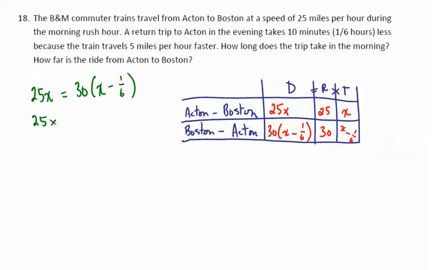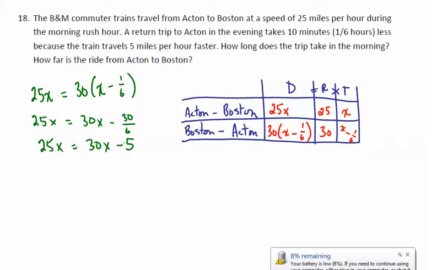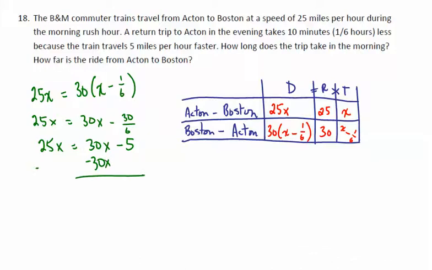We're going to distribute on the right. We get 30x, and 30 times 1/6 is just 30 over 6, which is 5. So 30x minus 5. All right, so we can do this two ways. We can subtract 30x on both sides, and we get negative 5x is equal to negative 5. Dividing both sides by negative 5, we get x is equal to 1. Again, looking at our table, where's the x? It's the time from Acton to Boston. So 1 hour.